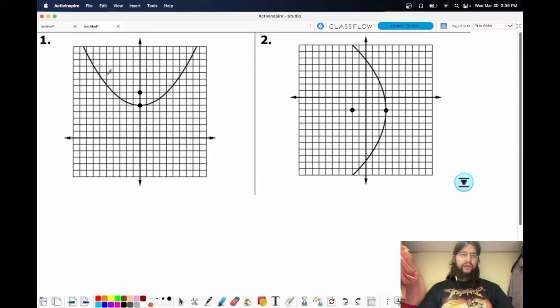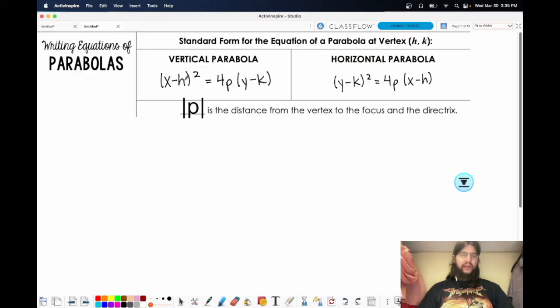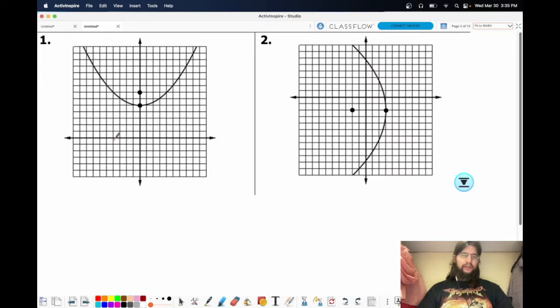So here we're given the graph and the focus. So we need two pieces of information. Let's look. We need our center and P. Whichever way it's going, we need center and P. And if it's a vertical parabola, we're going to use this one. Horizontal, we're going to use that one. So right here we got vertical, so it's going to be the x that is squared. Let's get our vertex. Let's put a V for vertex. 0, 5.